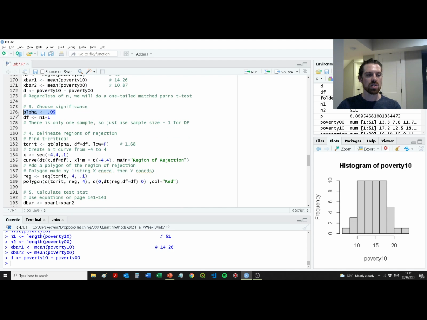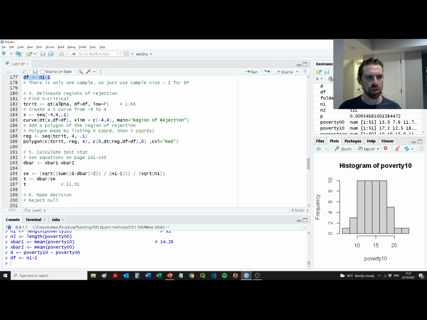We want to be 95% certain that our result hasn't just occurred by chance, so we're going to use an alpha value of 0.05. We're looking for a significant result, for that p-value to be below the 0.05 level. To get the number of degrees of freedom, we need the number of samples that we've got minus 1, okay? There's just one sample here, so we just use the normal sample size minus 1. We then need to delineate the region of rejection.